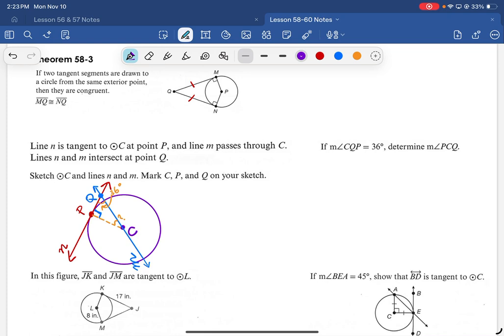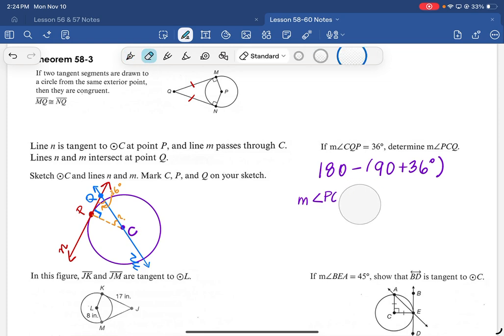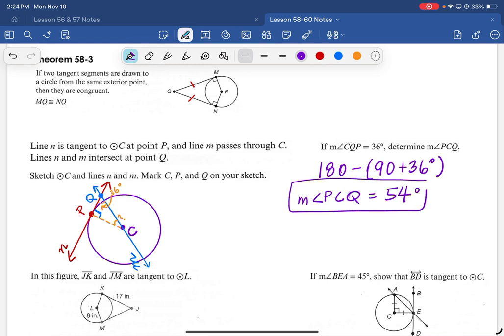So it's 54 degrees? How did you get that? You add 90 plus 36 and then subtract that from 180. Perfect. Good work, guys. You add the 90 plus the 36 degrees and take that out of 180 because we know that's triangle sum theorem. And we get measure of angle PCQ equal to 54 degrees. Good work.